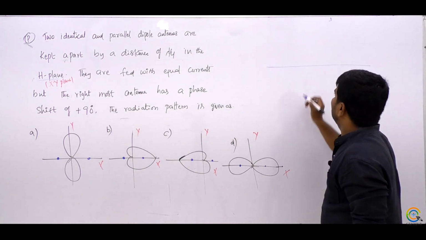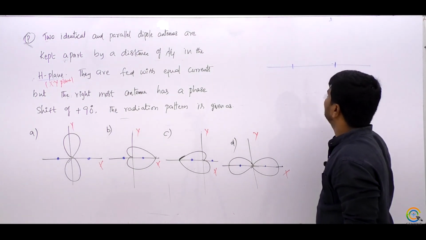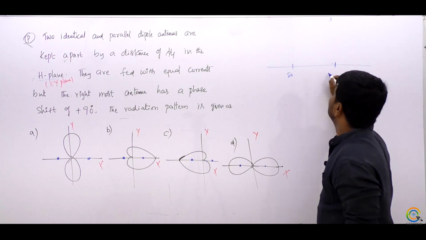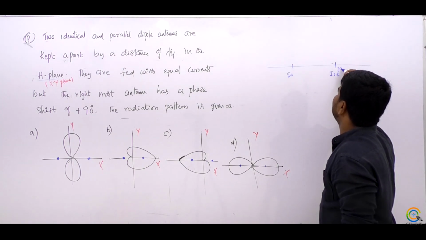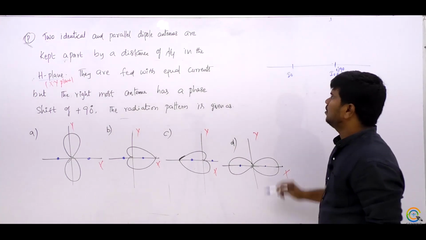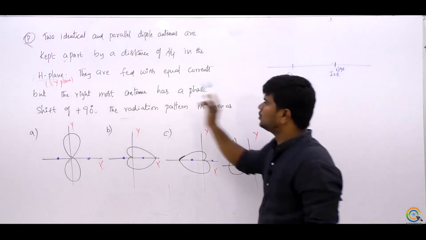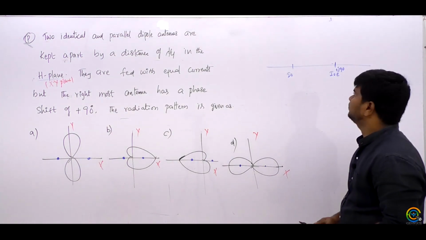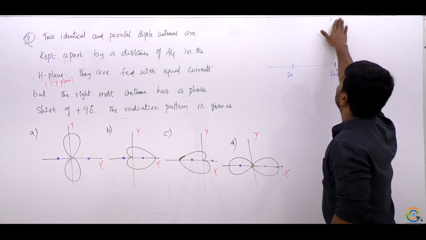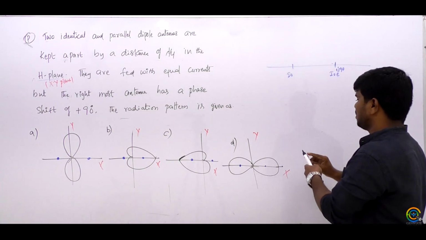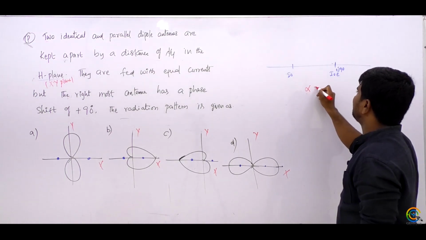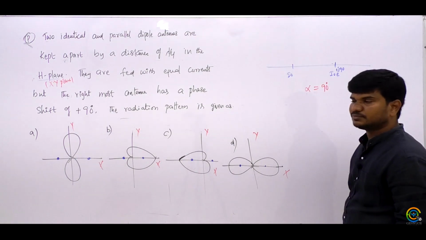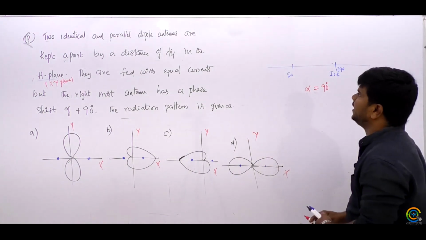This is one element, another element, with equal currents. This is I0, this is I0 e power j 90 degrees. This is what he has given. The first element and second element, the rightmost is given as plus 90 degrees. Now what is alpha? Alpha is the phase difference between this one and this one. It is 90 degrees. Alpha is given, and we have to identify the radiation pattern.